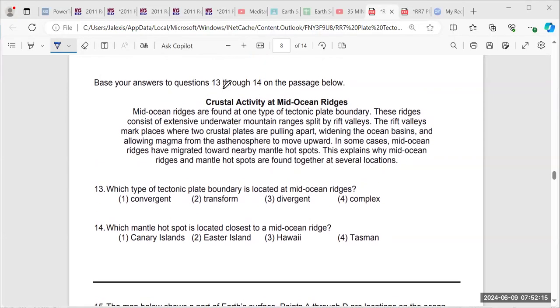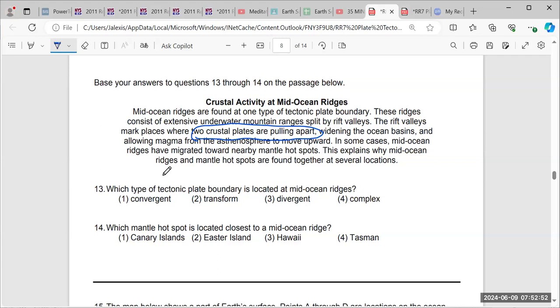Answer questions 13 and 14 based on the passage below. Crustal activity at mid-ocean ridges. All right. So when you're reading, question 13 says, which type of plate boundary is located at mid-ocean ridges? Well, one of the things that they mention, these ridges consist of extensive underwater mountain ranges split by rift valleys. The rift valley marks places where two crustal plates are pulling apart, right?